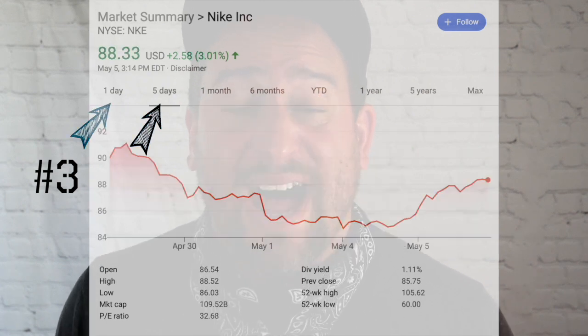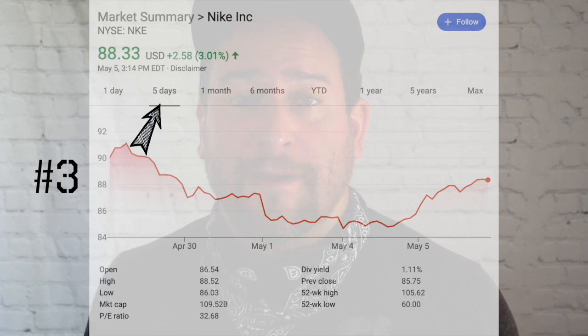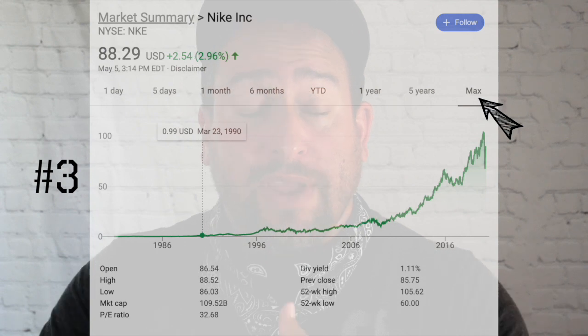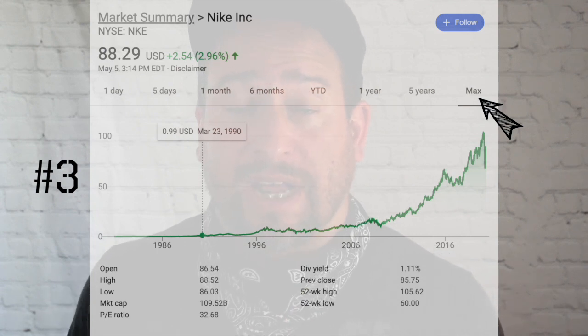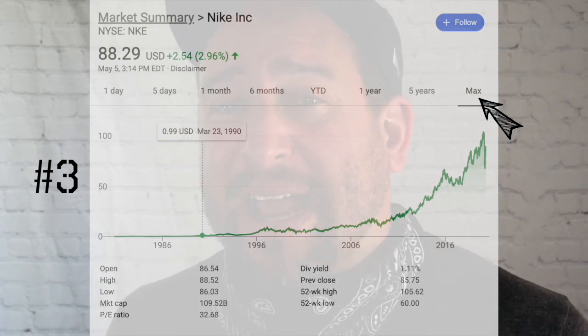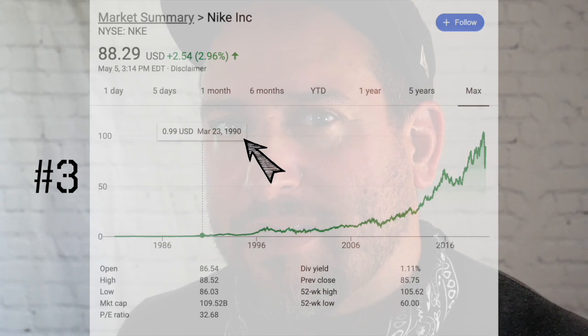But if we look at the 5 day, Nike stock has actually gone down a little bit over the course of 5 days, right? If you click on the max button, that's going to show you how well the stock did over the entire course of it being traded on the stock market, right? So let's think about this. What if you wanted to buy a Nike stock back in 1990? How much do you think it'd be worth?